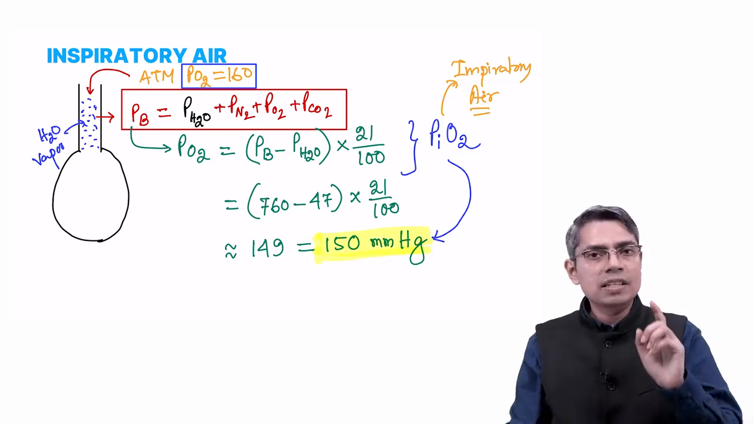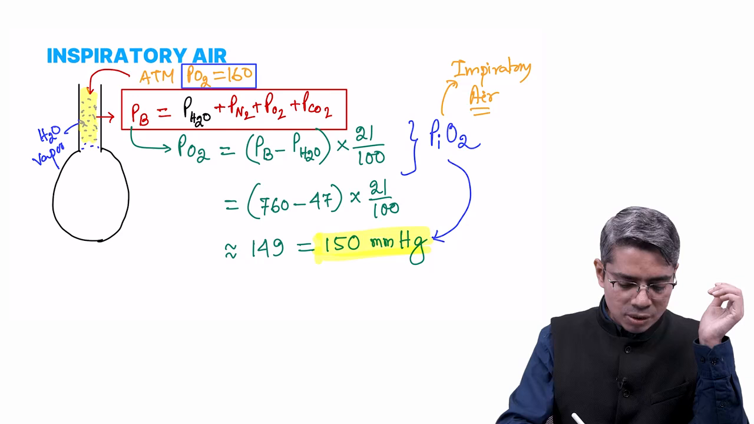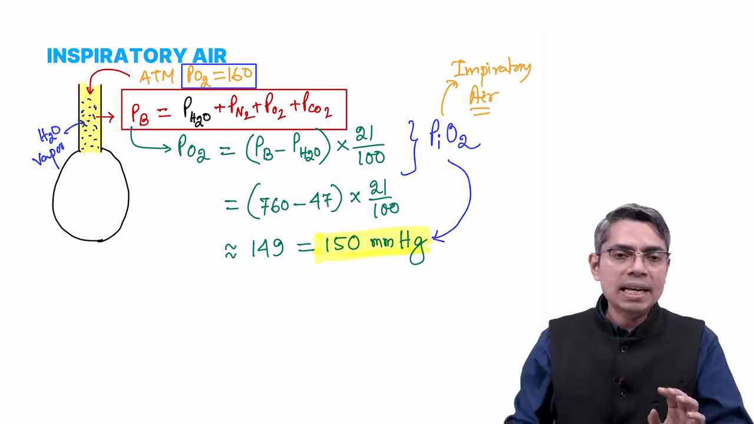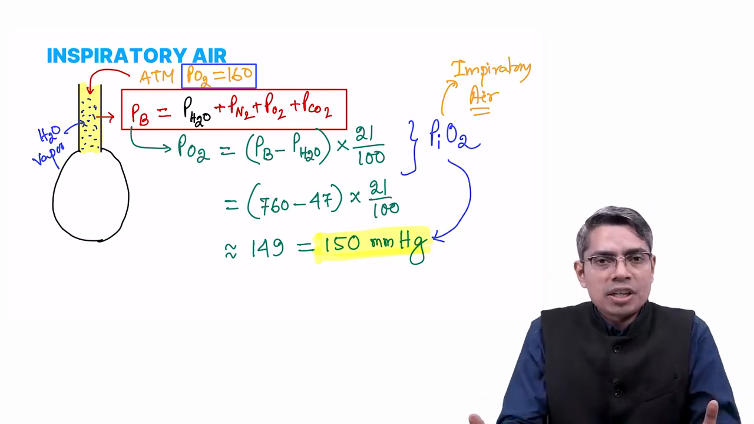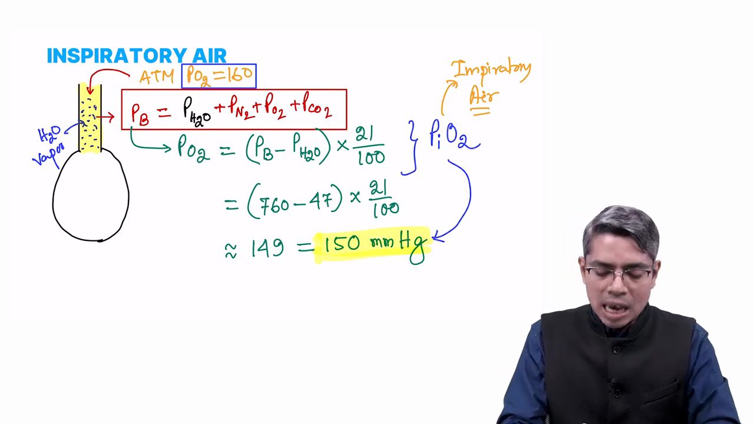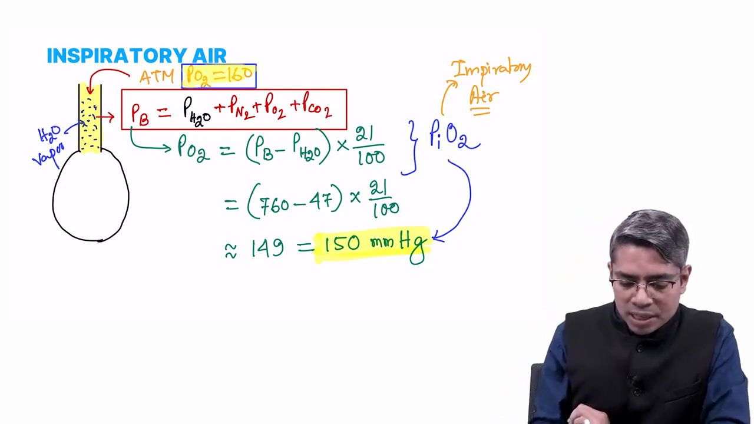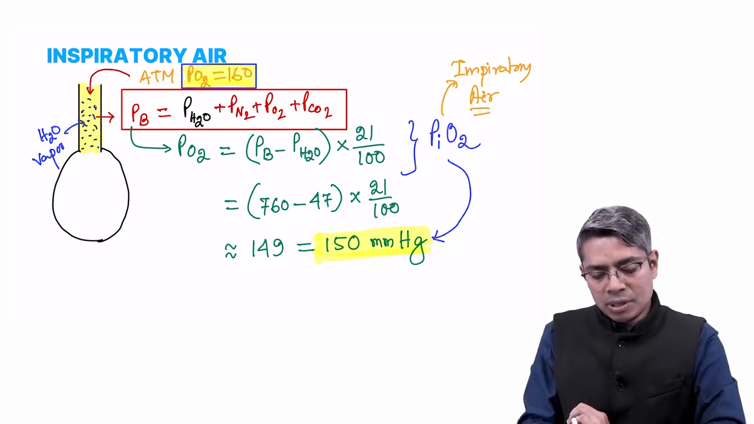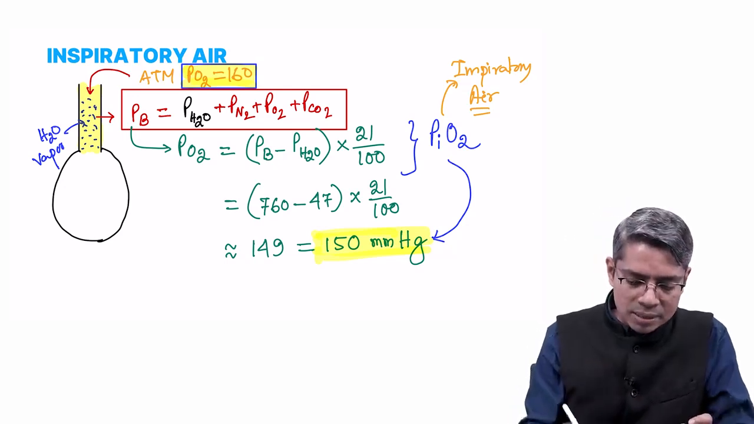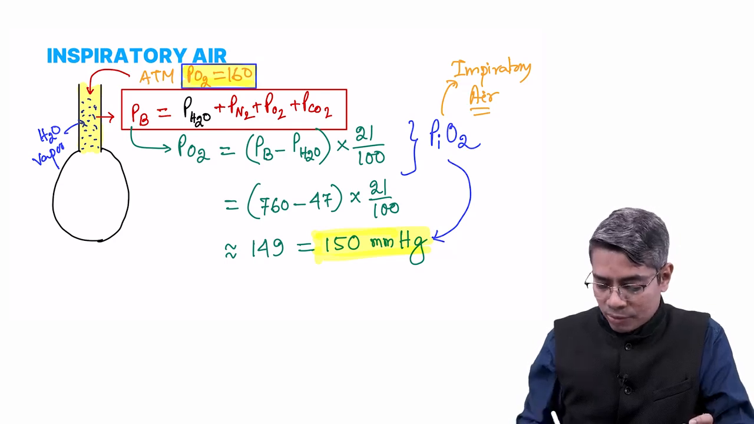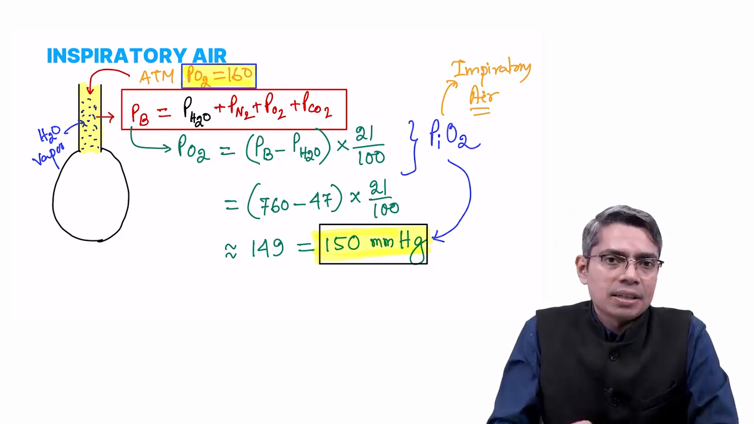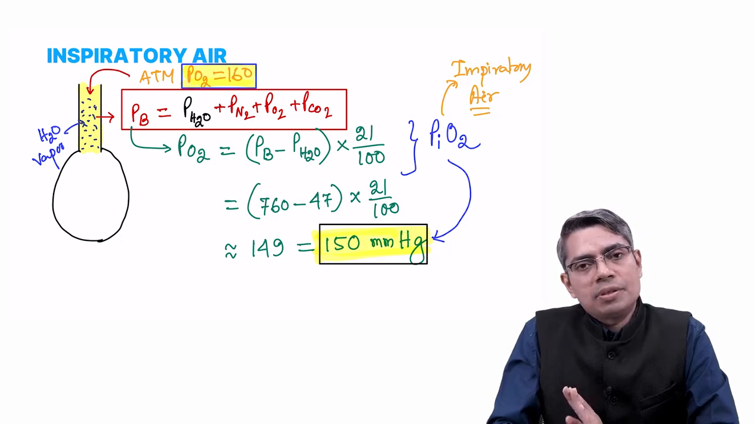So now we got it. Inspiratory air oxygen means this is the oxygen partial pressure which you have inhaled inside your lung, and because of the moisturization of the atmospheric air, there will be a drop of partial pressure. How much drop? At the level of atmosphere it was 160 millimeter of mercury. Now there is a drop at the level of the conducting zone of the lung, and that is 149 millimeter of mercury, which is approximately 150 millimeter of mercury. Got it? This is the inspiratory air partial pressure of oxygen.